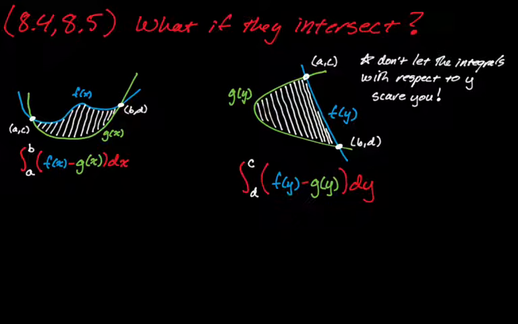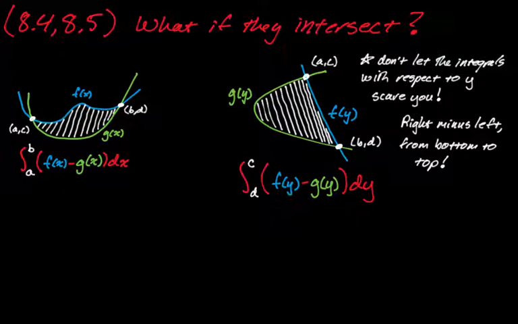Like, you don't do it normally, but it's exactly the same thing. You're just doing right minus left, and you're integrating from bottom to top. So in this case, D to C, because D is the lowest y value, C is the top y value. The right curve is f of y, the left curve is g of y. And there you go.